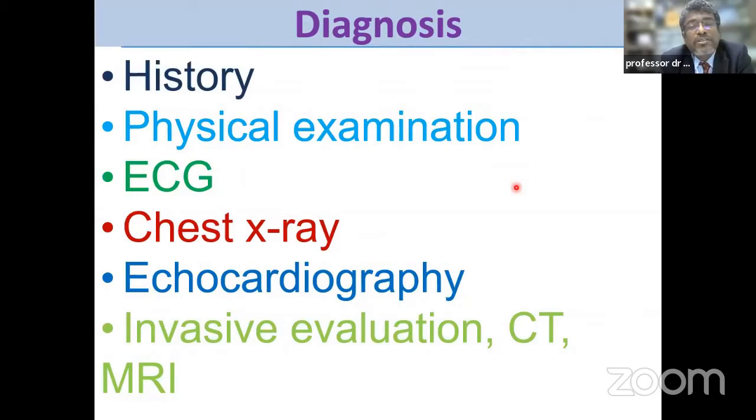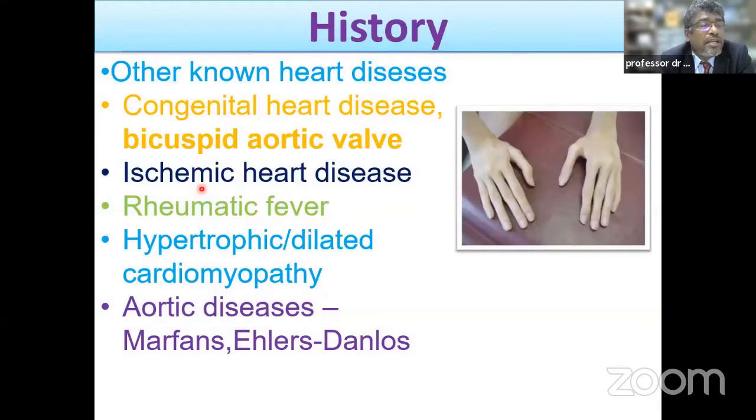How do we actually diagnose a case of aortic regurgitation or any type of valvular heart disease? We should get a detailed history and a physical examination, and then an ECG may be helpful. Chest X-ray and echocardiography, which is the gold standard. Even invasive evaluation like cardiac cath, or CT or MRI of the heart, may be necessary in some cases.